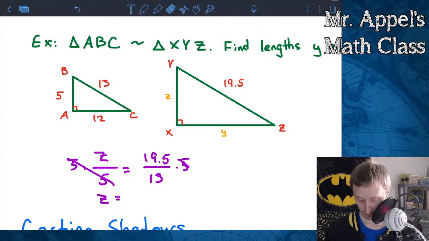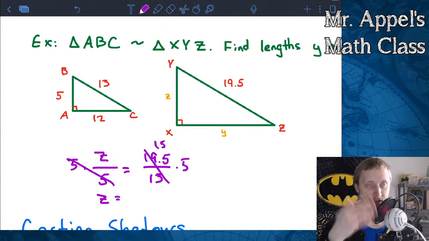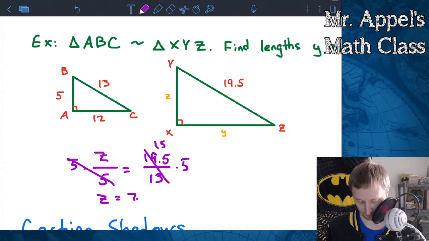Why did I cross out that 5? I'm not sure. I got cross out happy. Anyways, right? So you can run that in a calculator. I happen to know, because I set up this problem, that 19.5 divided by 13 is actually 1.5. So it's 1.5 times bigger. Right, so 1.5 times 5 would be 5 plus half itself. Half of 5 is 2.5. 5 plus 2.5, 7.5. Any questions on how I did that?